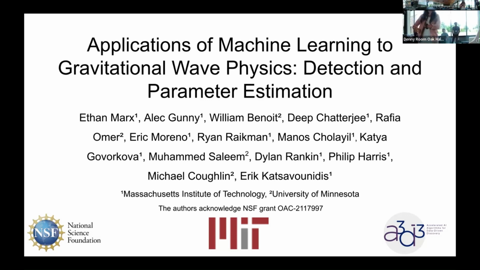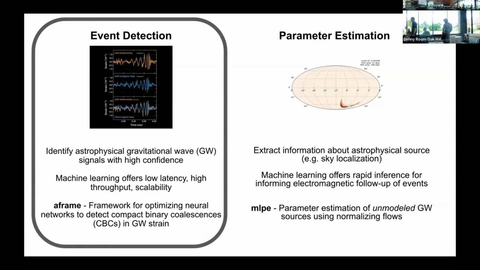See that? Okay, hi everyone. My name's Ethan Marx. I'm a graduate student at MIT, and today I'll be going into a little bit more detail on some of the applications that Alec was describing earlier of machine learning to data analysis problems in gravitational wave physics. So in the first section of this talk, I'll be discussing a gravitational wave event detection pipeline that we've been working on that we recently renamed to A-frame.